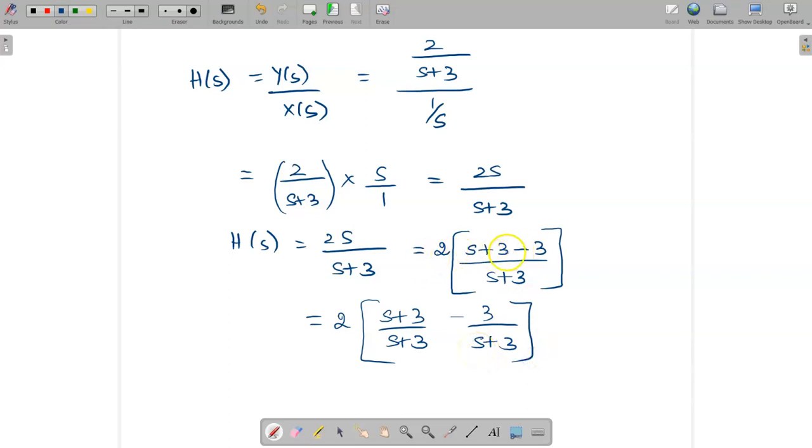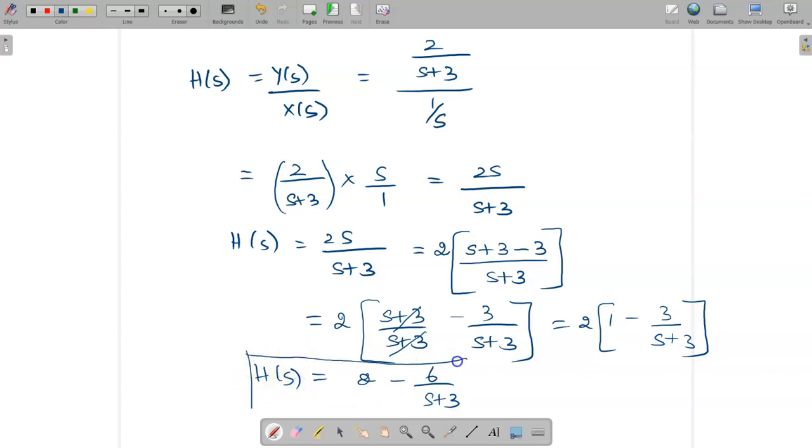Okay, so see that here 3 minus 3 get cancelled, it is just s. Okay, so s you can rewrite it as s plus 3 minus 3. So now this term get cancelled. Okay, so I can write it as just 1. Okay, minus 3 by s plus 3. Okay, so now take 2 inside the bracket. So 2 into 1 is 2. Okay, minus 6 by s plus 3. So now it is your h of s.